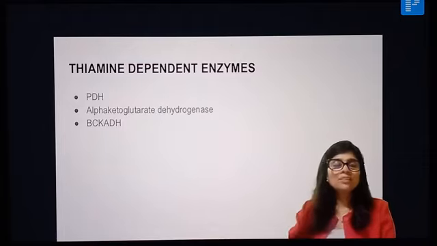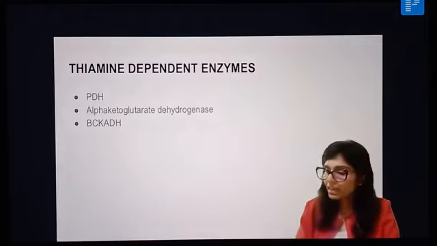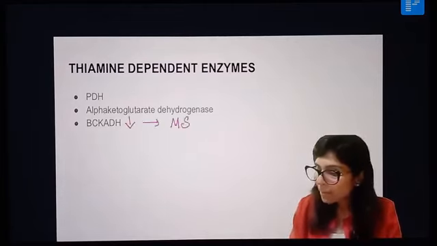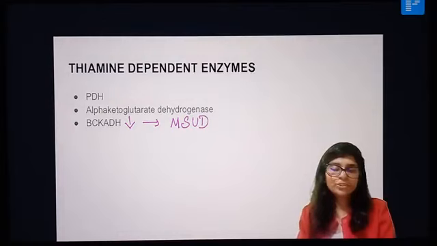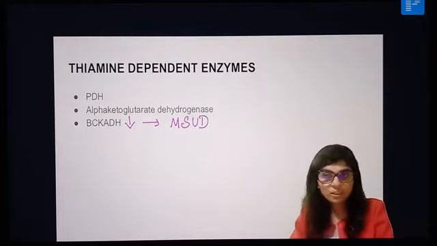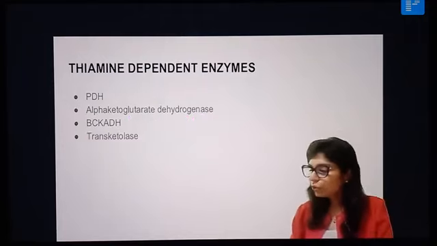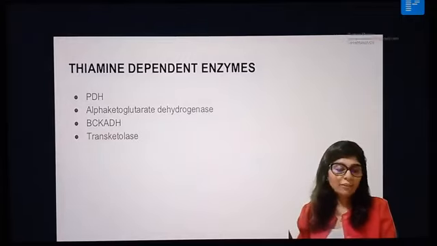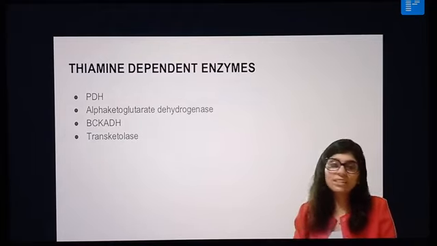Don't you see that all these sound very similar? Pyruvate dehydrogenase, alpha-ketoglutarate dehydrogenase, and branch-chain keto acid dehydrogenase. Have you learned that defect of branch-chain keto acid dehydrogenase causes maple syrup urine disease? Okay, and the last enzyme is transketolase. So all of you please memorize it. What are the 4 thiamine dependent enzymes? Pyruvate dehydrogenase, alpha-ketoglutarate dehydrogenase, branch-chain keto acid dehydrogenase, and transketolase.